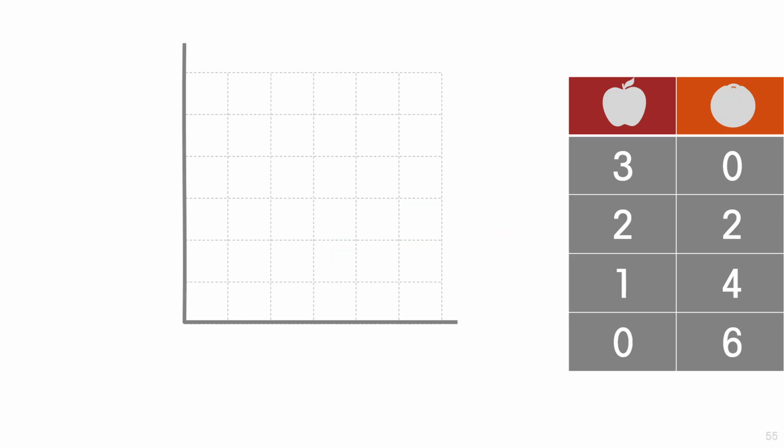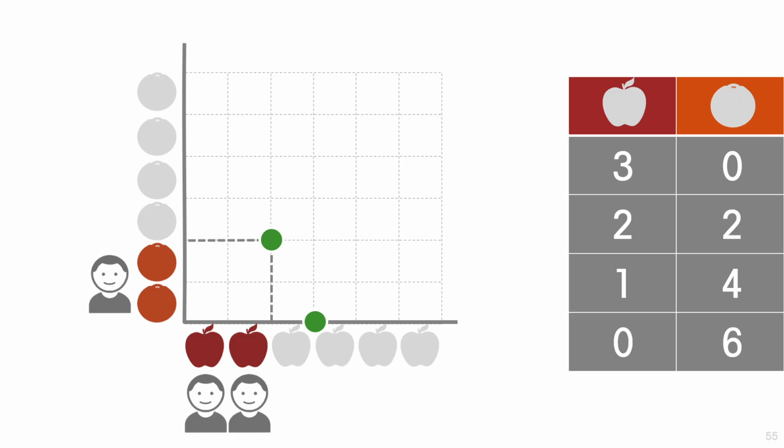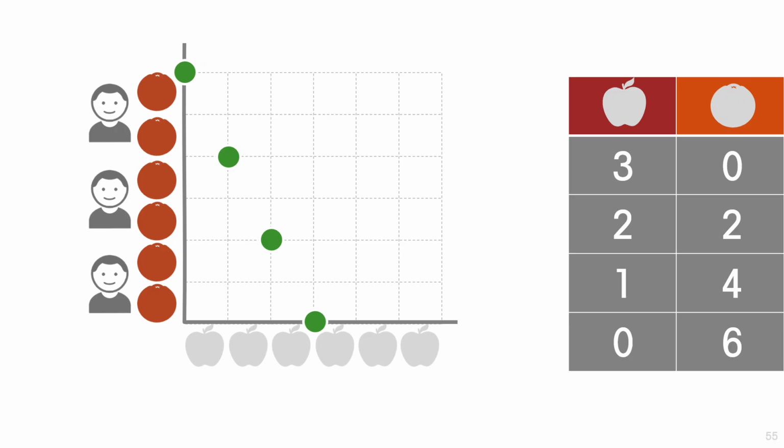Let us plot all of these production combinations on a graph in which we have oranges on the vertical axis and apples on the horizontal axis. If all 3 are in apples, we get 3 apples and no oranges. Or we can have 2 apples and 2 oranges. Or 1 apple and 4 oranges. Or no apples and 6 oranges. Those points represent all of the possible production combinations.